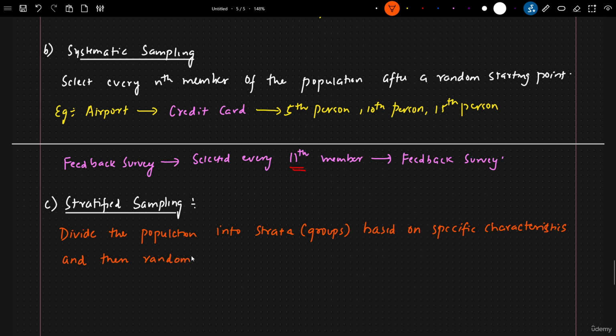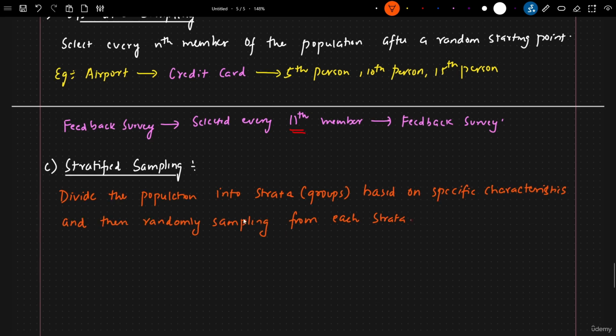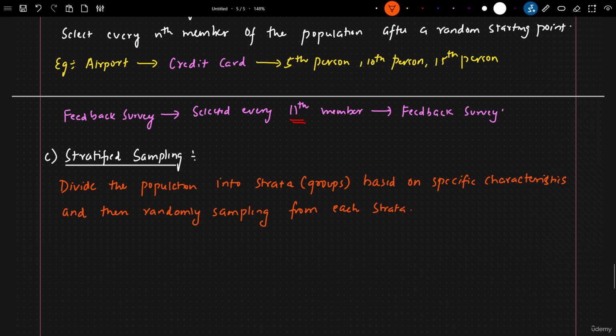and then randomly sample from each stratum. Okay, strata are basically nothing but groups. First of all, we divide the population into groups. Then based on specific characteristics, we randomly sample from these groups. Okay. One basic example that I can take with respect to this kind of sampling is, let's do one thing, right?